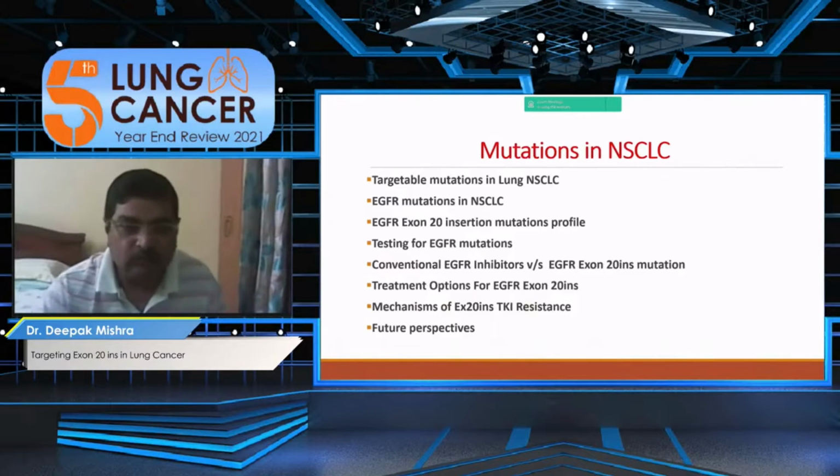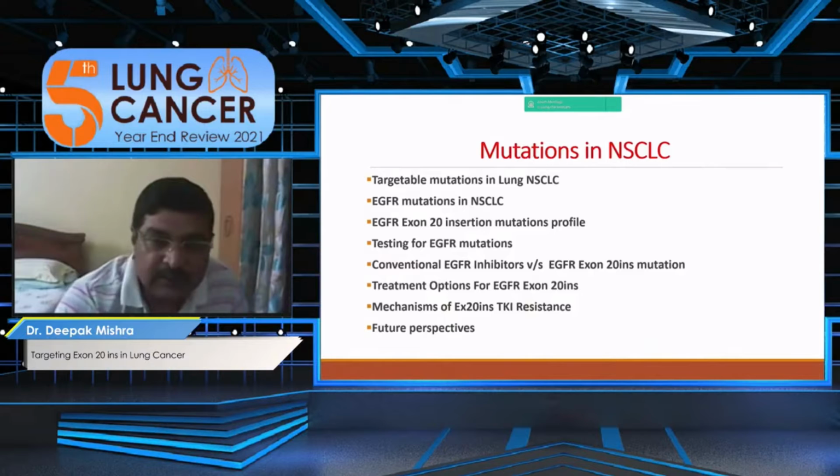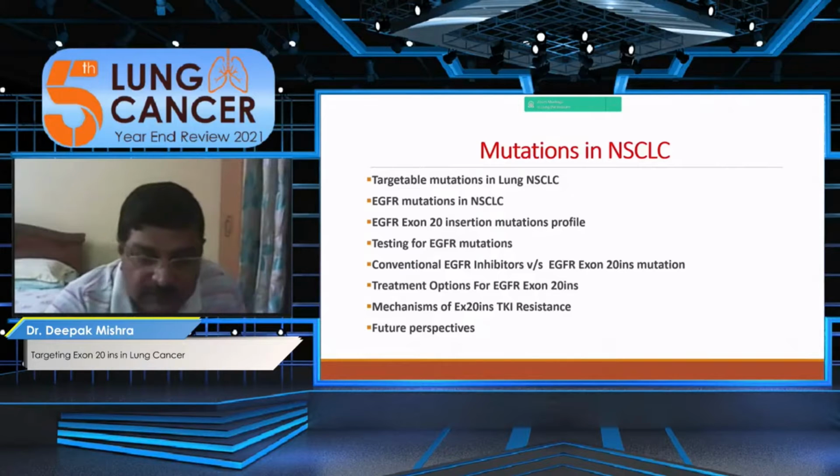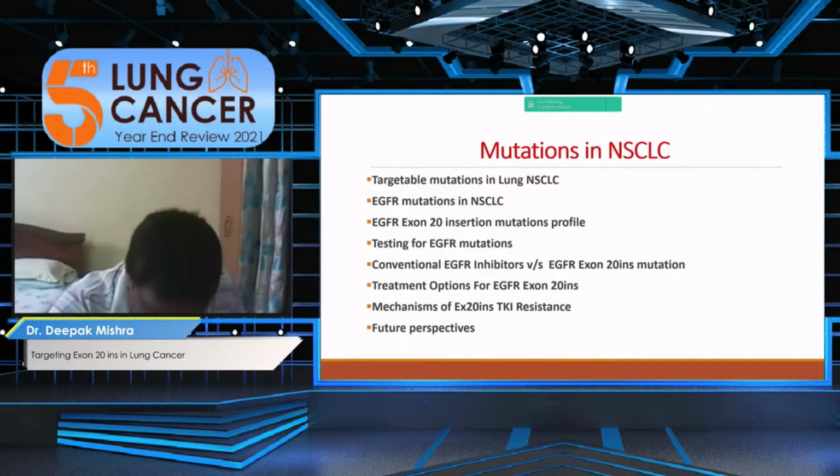So what I would like to deal with is the non-small cell lung cancer. What are the targetable mutations and what are the EGFR mutations? A little bit about the exon 20 insertion mutations and their profiles. How do we test for EGFR mutations? The conventional EGFR inhibitors versus the EGFR exon 20 insertion mutations, the treatment options that are available for this mutation, and how does it confer the TKI resistance in exon 20 insertion mutations, and what are the future perspectives in this?